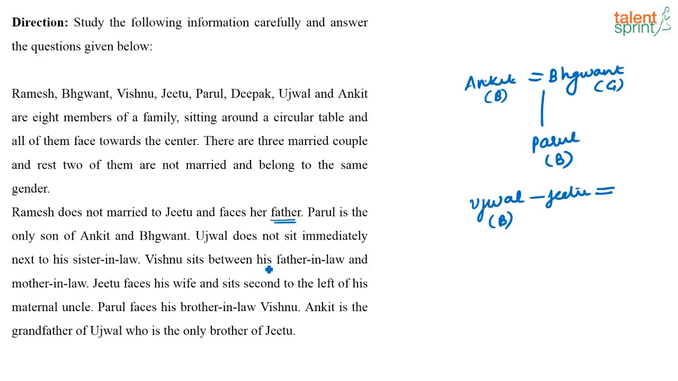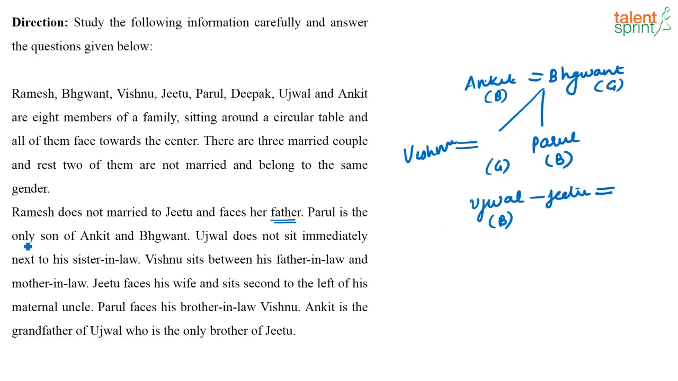Now, Vishnu sits between his father-in-law and mother-in-law. Then, Parul faces his brother-in-law Vishnu. What does that mean? Parul has a brother-in-law and Parul's brother-in-law's name is Vishnu, right? So, Parul's brother-in-law means Parul has a sister whose husband is Vishnu. See, it is given that Parul is the only son of Ankit and Bhagwant and Parul has a brother-in-law. That means that Parul has a sister who is married to Vishnu.